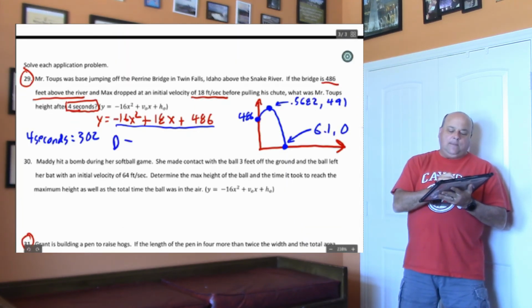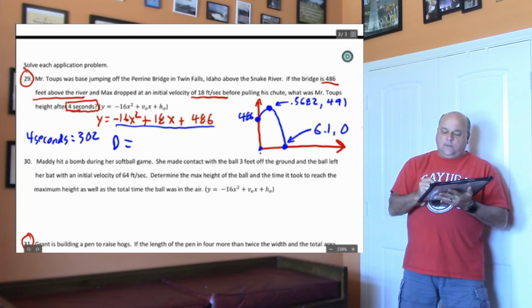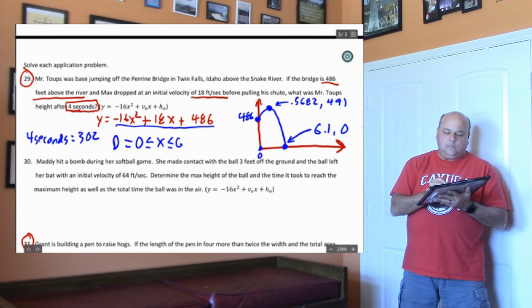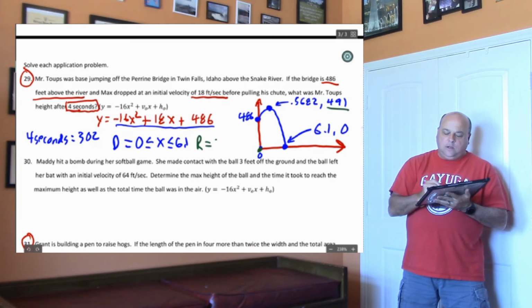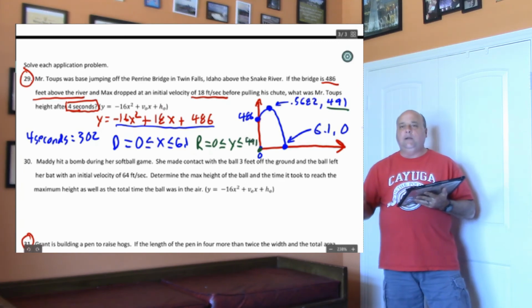Now then, write down capital D for domain. The domain goes from 0 to 6.1, doesn't it? And I'm going to change green for range. The range goes from 0 to up here. So 0 to 491, right? That's the maximum height. So that's my domain and range.